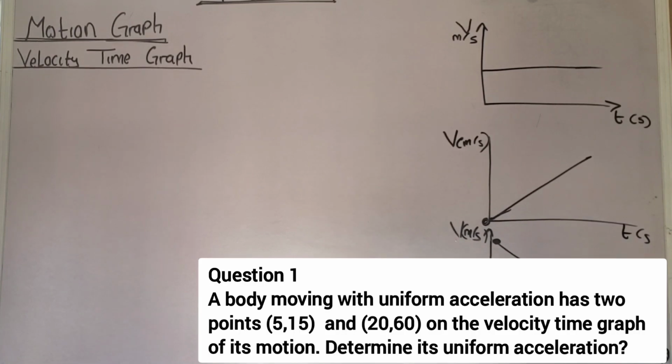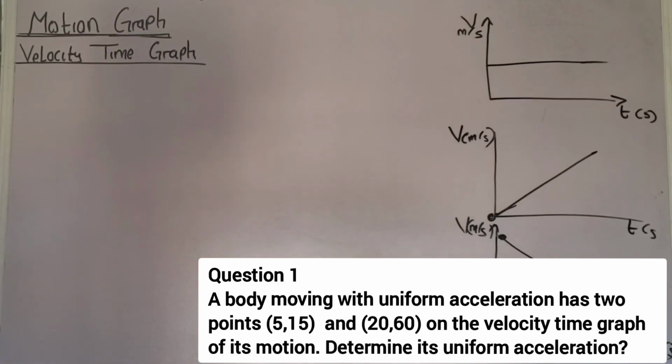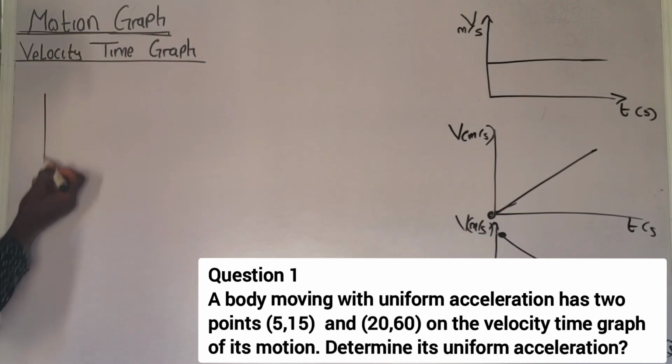A body moving with uniform acceleration has (2.5, 15) and (20, 60) on the velocity time graph of its motion. We are asked to determine the uniform acceleration. Okay? Please, I want you to pay attention. Let's start by drawing the graph.